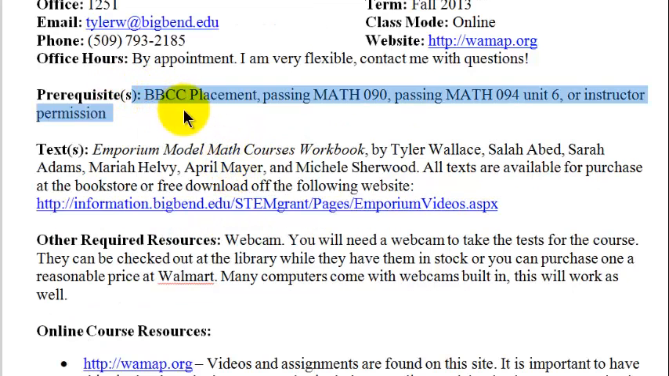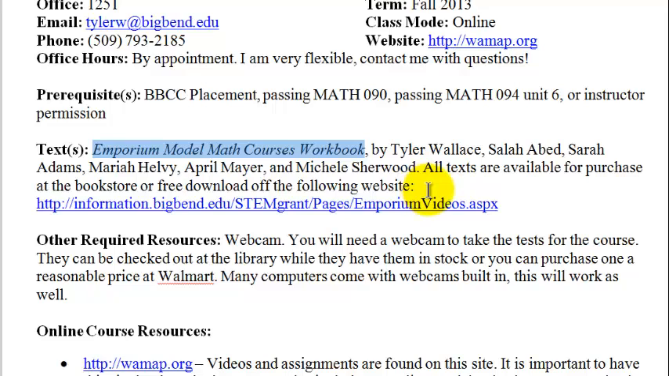Prerequisites, make sure you check that. For Math 95, you should have passed either 90 or 94. For Math 99, you should have passed either 95 or 96. The textbook is the same for both classes. It's the Emporium Model Math Course Workbook. It's a big spiral-bound green book. You can use it for both classes, actually. So for those of you in 95, next quarter, you get to save money on a book.